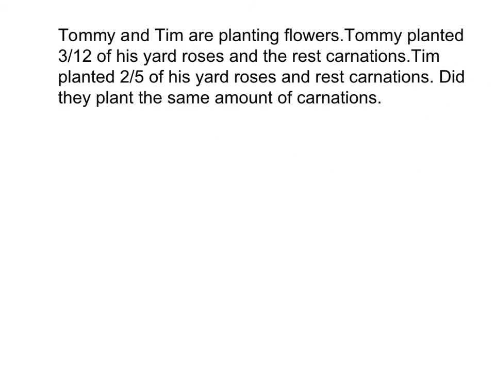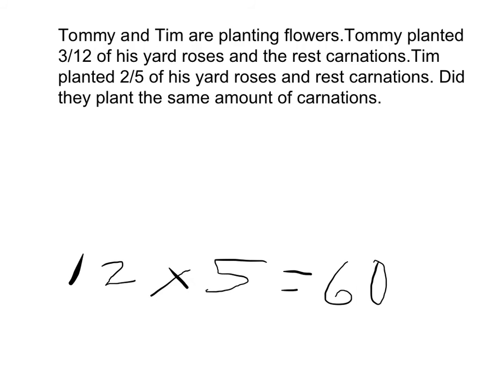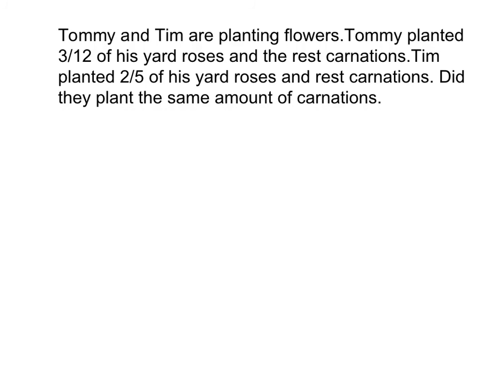Okay, so this is how we're going to do it. We are going to use a little LCD to make the 5 and the 12 the same number, so then we have the same denominators, and we can just compare the numerators. So, here we go. First step is that we're going to take 12 times 5, and it's going to give us 60. So 60 is our common denominator.